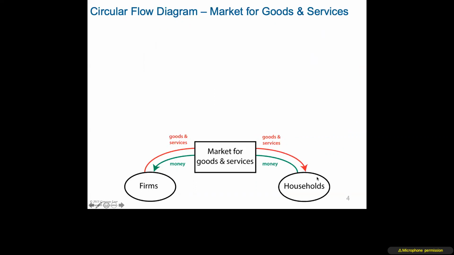So when it comes to goods and services, what's happening here? Firms make goods and services. They sell them in the market for goods and services. Who is purchasing those goods and services or getting those goods and services? Households. Households are the ones who take those goods and services. Follow the red line across. Now, households, to get those goods and services, have to pay money. That money goes into that market and goes back out the other side and then becomes revenue to the firm.